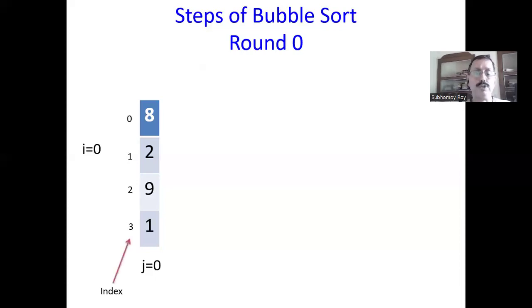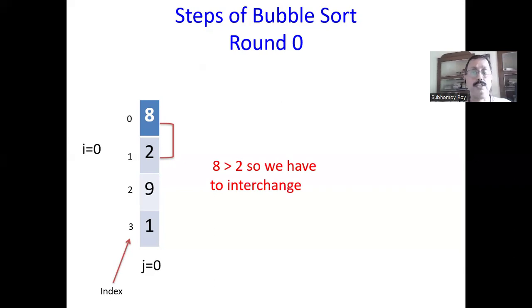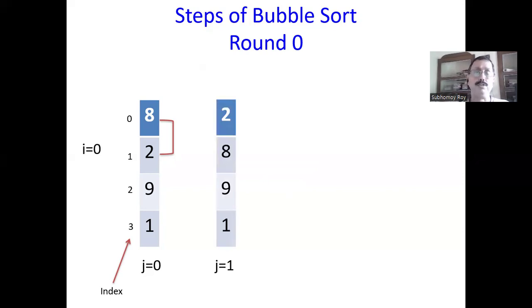So this diagram is showing which one is the index. Now 0 and 1, the first cell and the second cell, 8 and 2, they are not in proper order because our target is to arrange them in ascending order. 8 and 2 are not in ascending order. It means we have to interchange their position. 8 is greater than 2, so we interchange their position. We interchange 8 and 2, and the new array that we get is 2, 8, 9, 1.